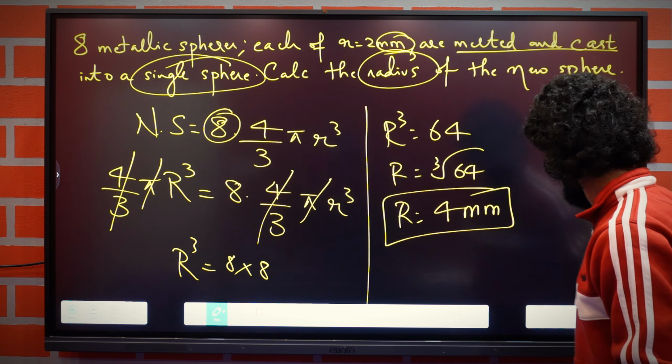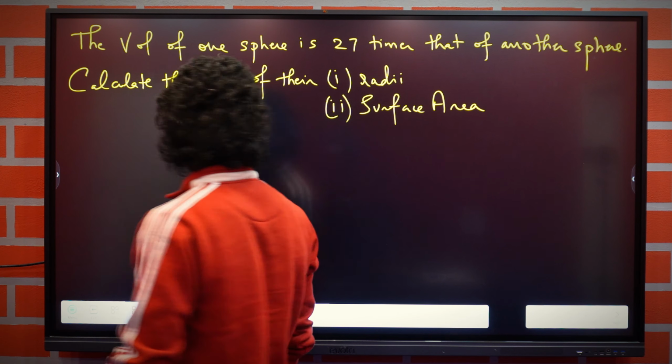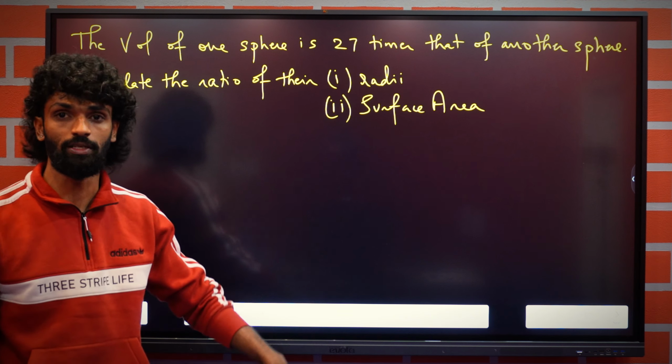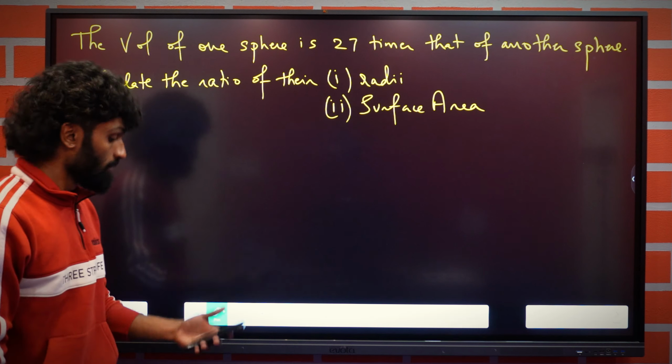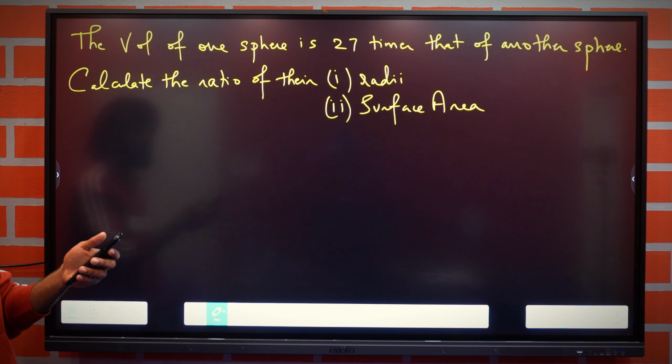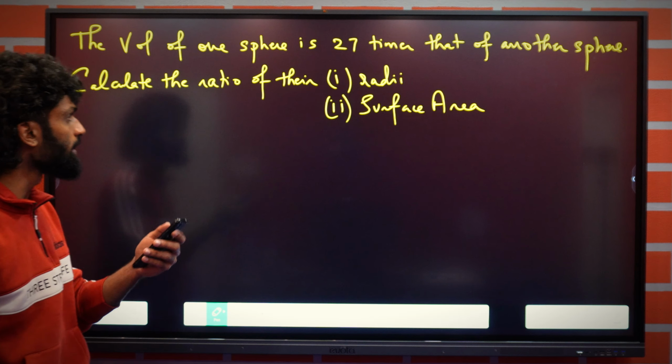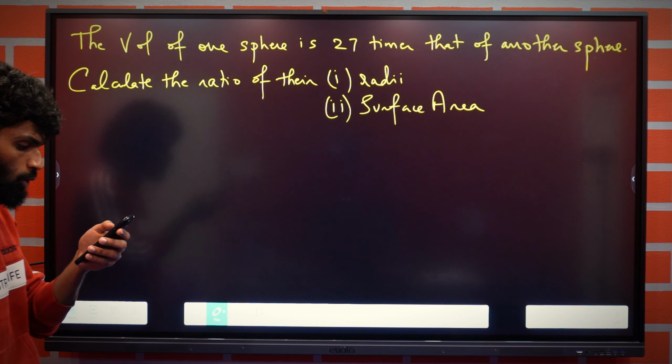Correct? Next. Again, in this video there are only 4 types of questions because it's a pure sphere topic. They're asking: the volume of one sphere is 27 times the volume of another sphere. Calculate the ratio. The word ratio is very important here. And there are 2 sub questions.